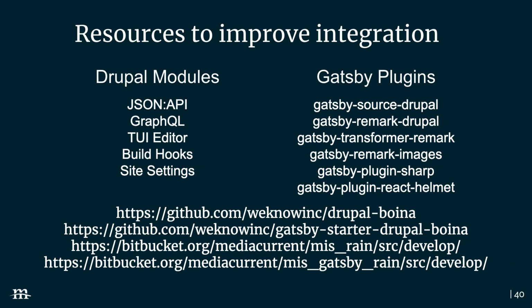Gatsby Remark Drupal is actually something Jesus there built as well, right? That's for processing the images within the body fields. Exactly. Transform Remark is actually something that also reprocesses all the markdown in your file. Gatsby plugin Sharp and Remark Images regenerates the images, so you can have very nice responsive breakpoints to use. And then Gatsby plugin React Helmet is how you push all this stuff into the header, so you can add third-party JavaScript and whatnot.